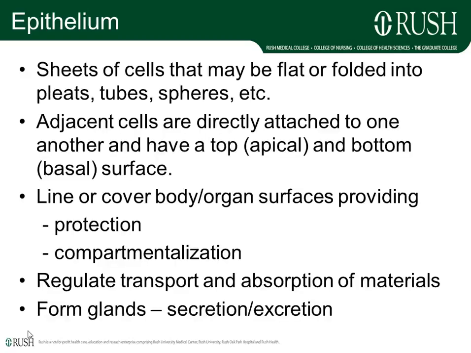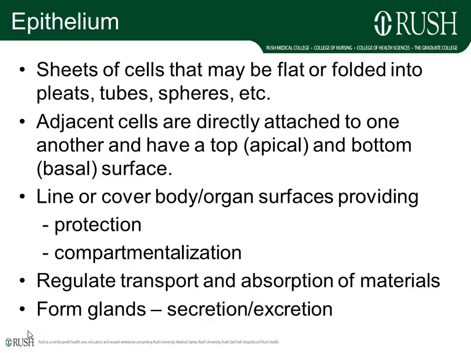Epithelium are sheets of cells that can be flat or folded into pleats, tubes, or even spheres. The adjacent cells are always very tightly adhered to one another, and they have polarity. In other words, they have a top apical surface or a bottom basal surface. They line and cover body surfaces and organs and even blood vessels, where they provide protection. A good example of that is the epidermis of your skin. That's an epithelia that has a protective function.